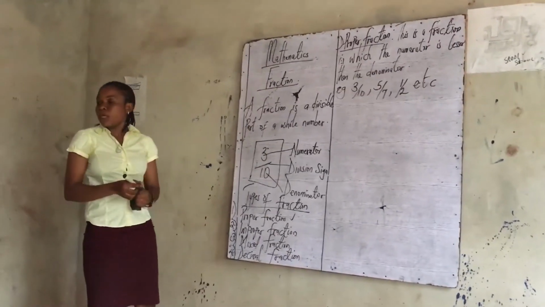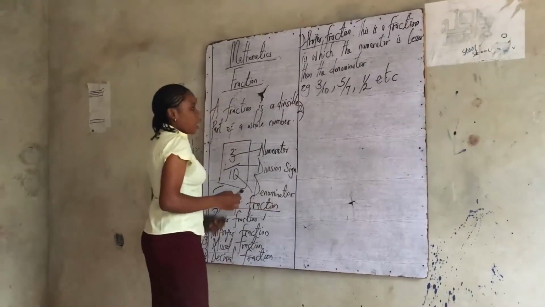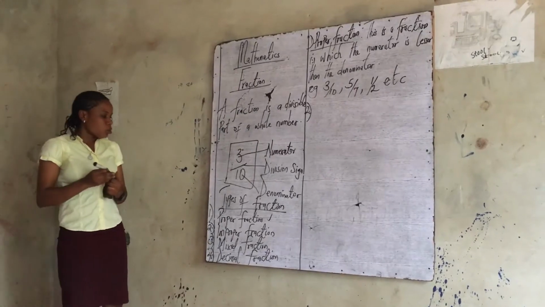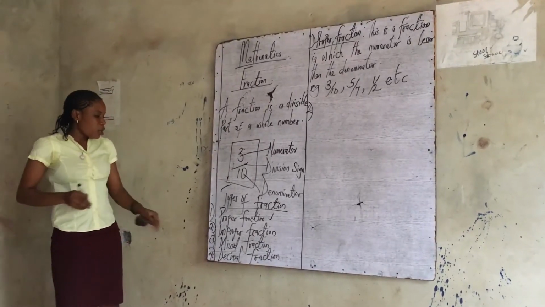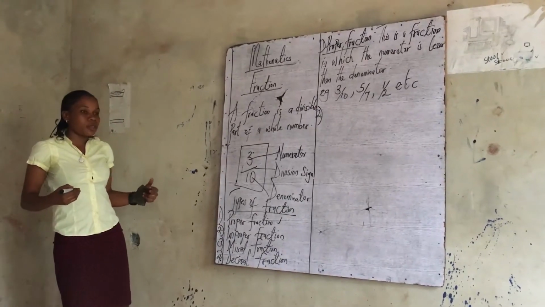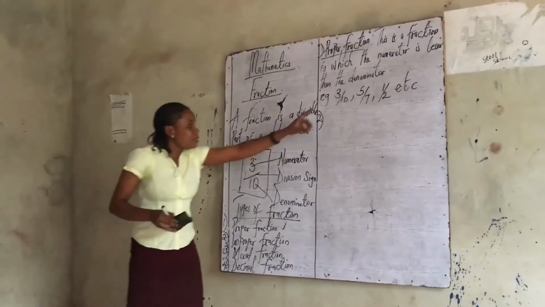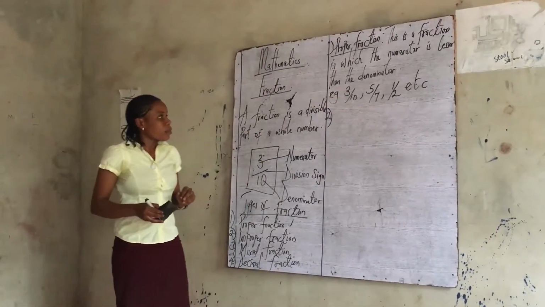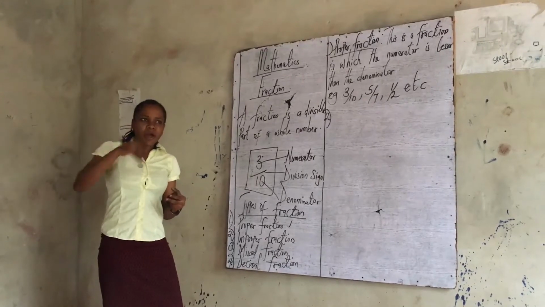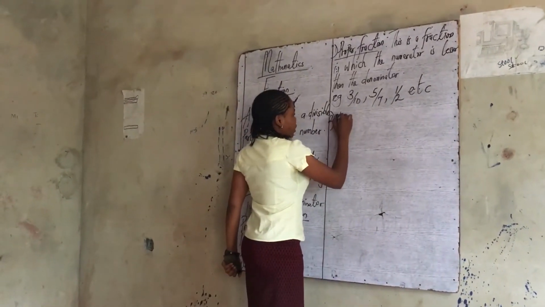Now the other one is improper fraction. An improper fraction is the opposite of proper fraction. What do I mean? For something to be improper, it simply means that it is not what? Proper. Now, if I say that 3/10 is a proper fraction, that means the opposite will be 10/3.